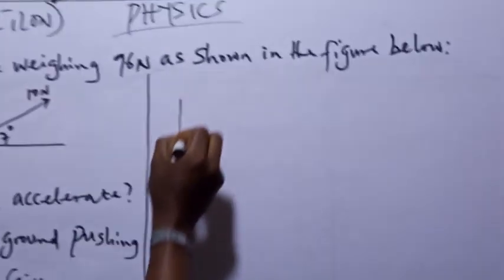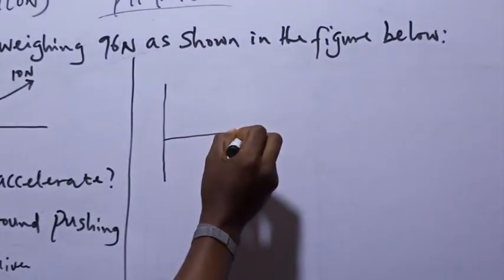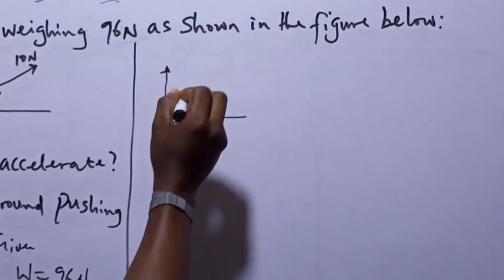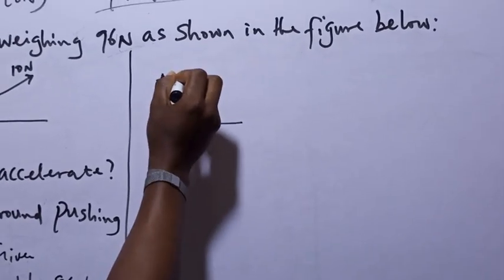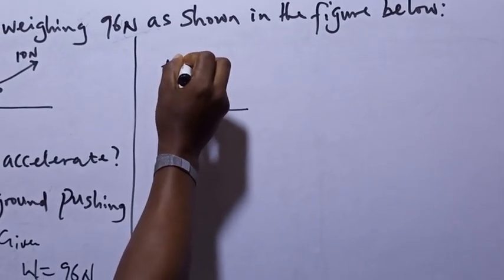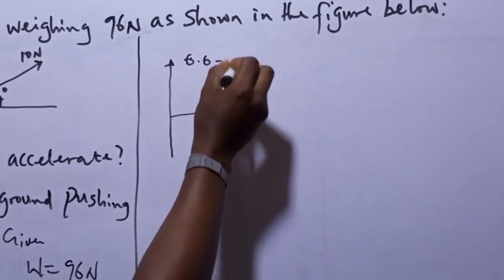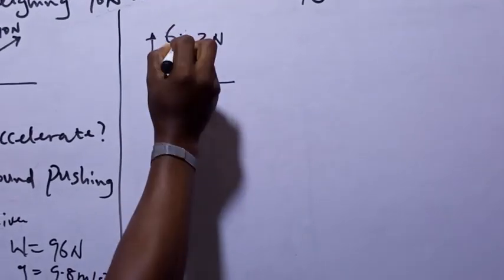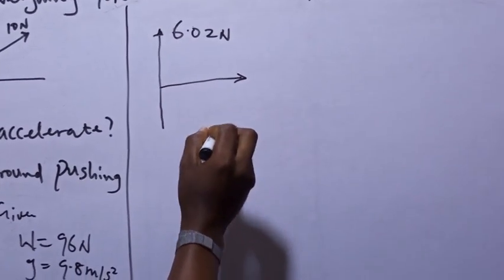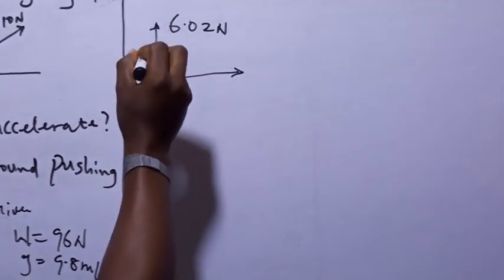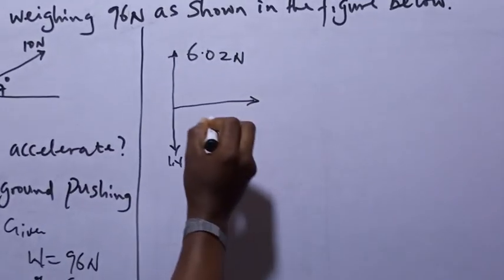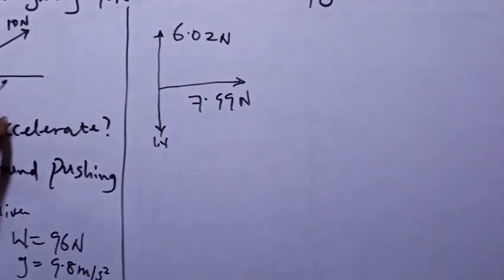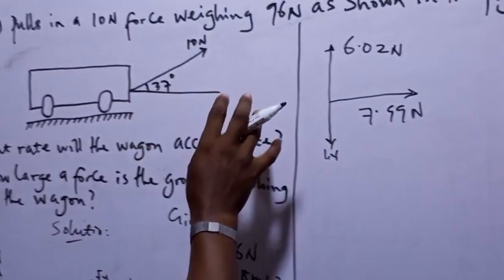Now, the forces will be represented as this. This is the y direction, which is 6.02 Newton. Then this is weight, and this is normal force. The x direction will have 7.99 Newton. Now these are the forces that are acting as this wagon is being pulled.